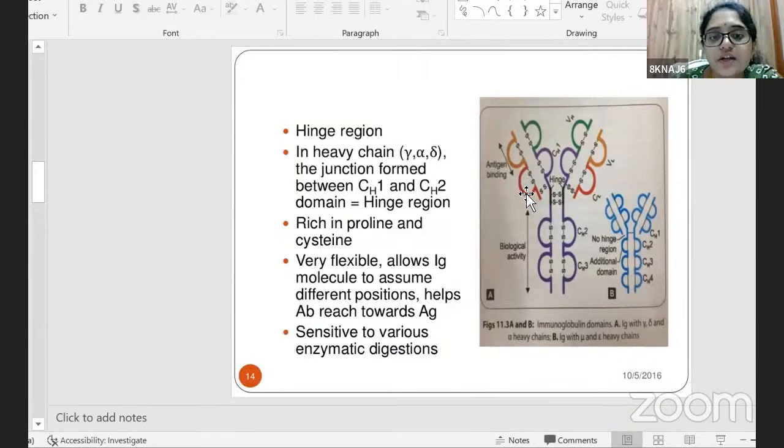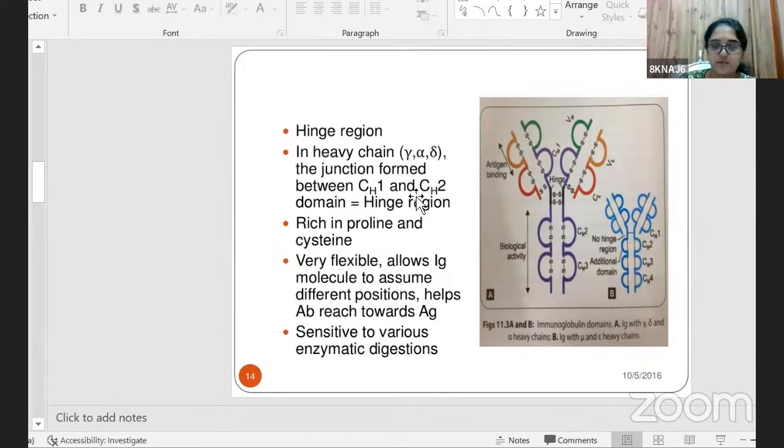So in the heavy chain region of the gamma, alpha and delta, that is IgG, IgA and IgD, the junction between CH1, that is the C heavy chain 1 and C heavy chain 2 domain, has a hinge region, which is rich in proline and cysteine. And it is very flexible, allowing the immunoglobulin molecules to assume different positions so that the antibodies can reach the different antigens. So again, it is sensitive to various enzymatic digestions.